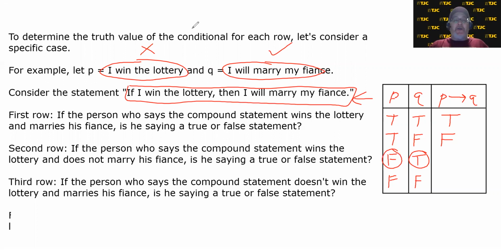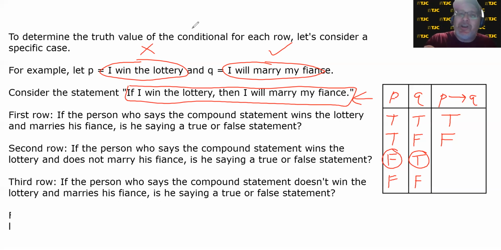So when you see a conditional, if this happens, then that happens, and then the first thing doesn't happen, you're not obligated to follow through with anything. You can, you can't, doesn't matter. Because you didn't say what you would do if it didn't happen, you only said what you would do if it did. So even though he said, if I win the lottery, then I will marry you, and he didn't win the lottery, but he still married her, he didn't lie. Because he didn't have a chance to break his promise.